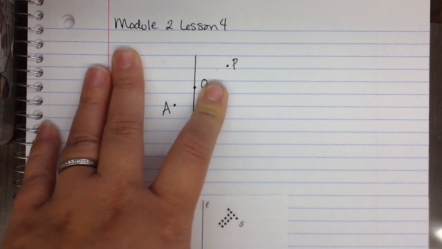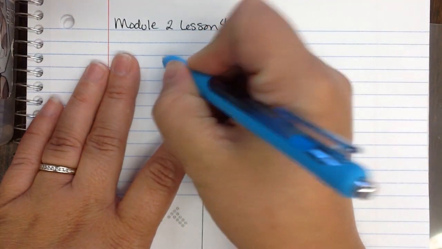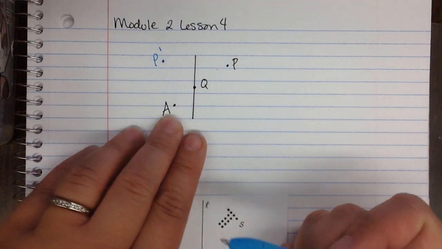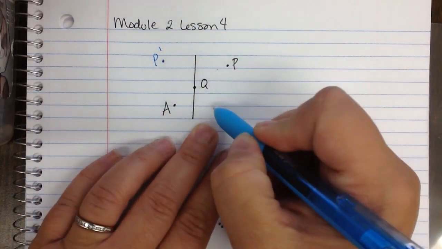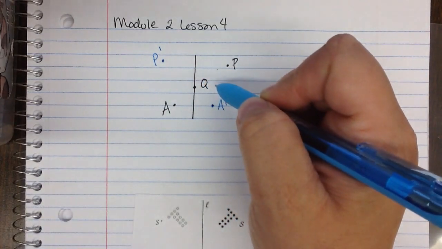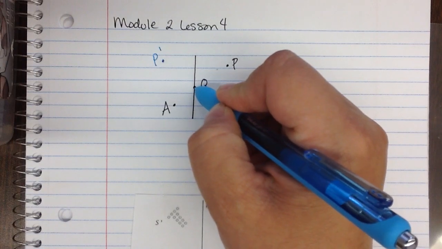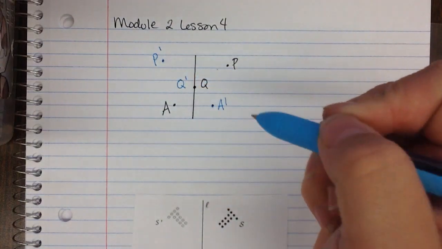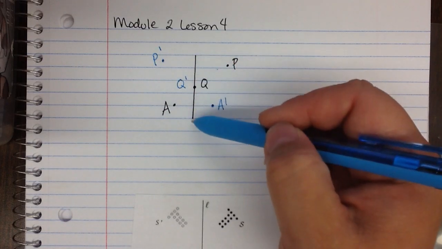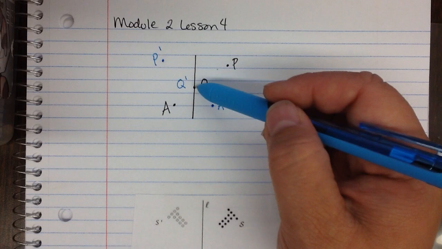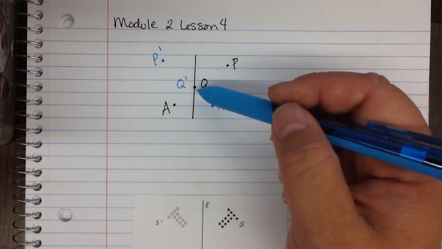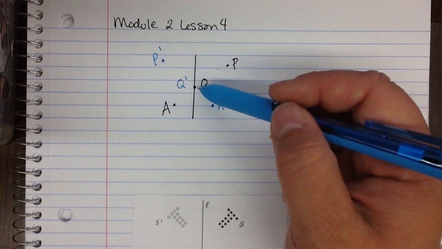We mark our point. This becomes P prime because P goes over the line of reflection. A also goes over the line of reflection to right here, A prime. And Q is there, but it does not move. It stays right there, and we just rename it Q prime. It doesn't move because it is actually on the line of reflection. So if a point or a line is on the line of reflection, it doesn't actually move. We just rename it.